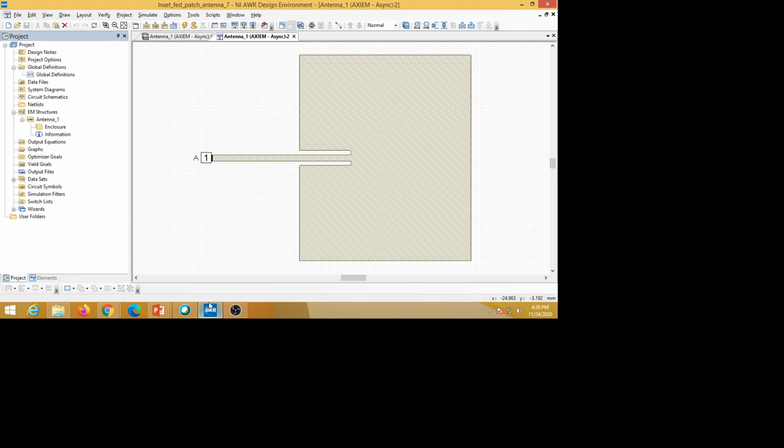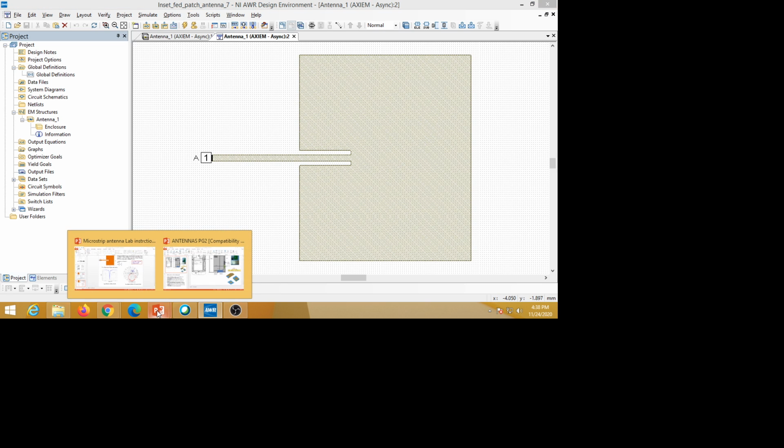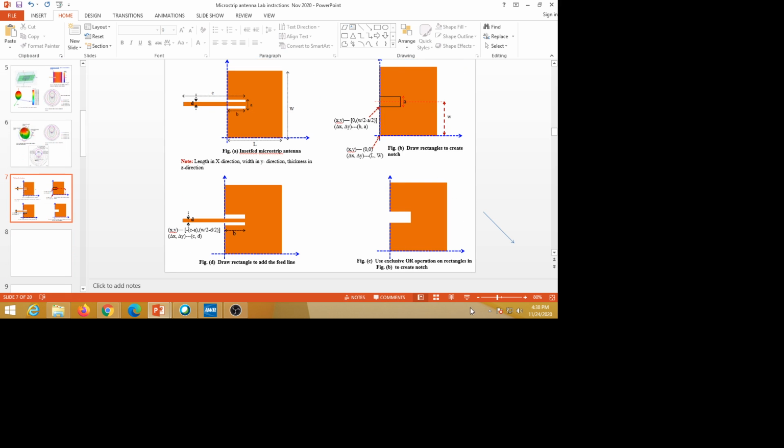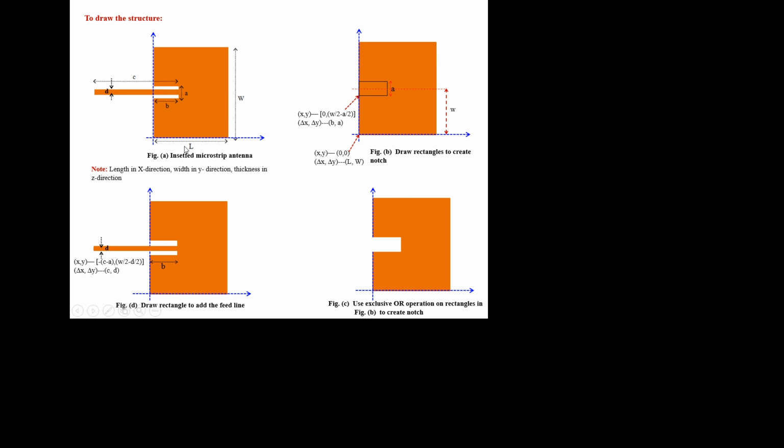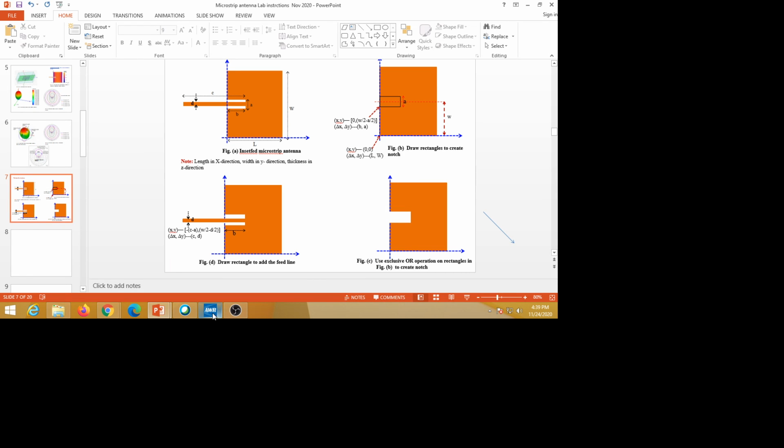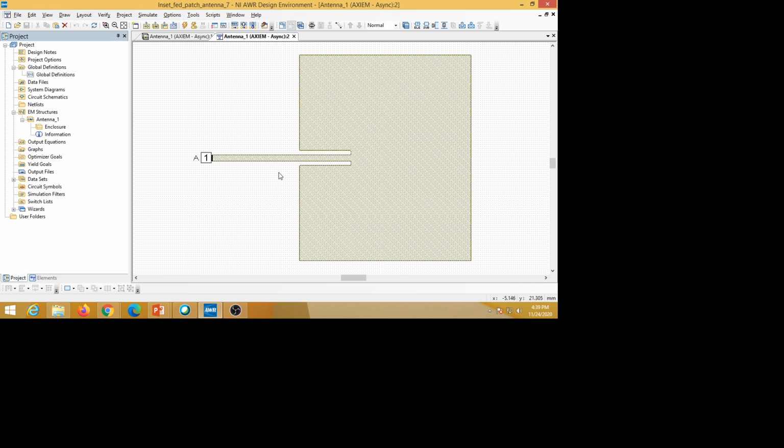So here in the AWR tool, this structure I have drawn already. I have stated here how to draw the structure. This is the slide. If you go through this slide you can come to know how to draw the structure in the AWR tool. So I am not drawing this structure in the simulation tool; you can follow these figures and draw the structure in the simulation tool using those steps.